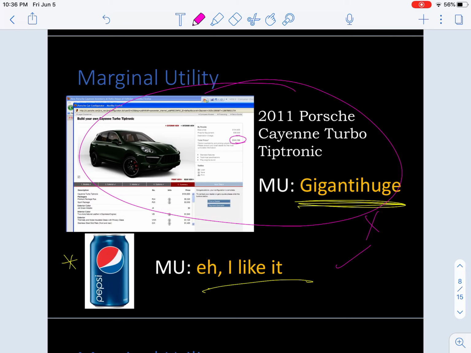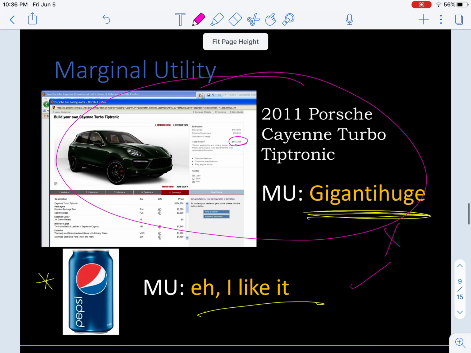So what's wrong with our theory? Well, it doesn't account for the price. If you want to put this in colloquial language, you could think of marginal utility as bang.